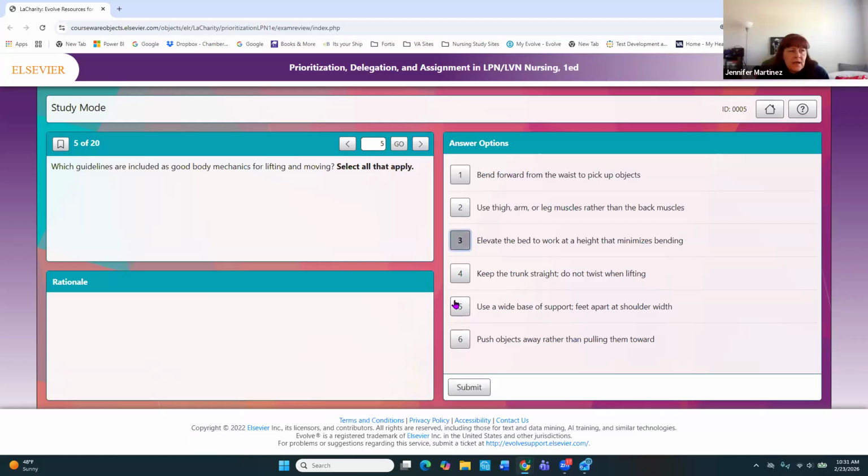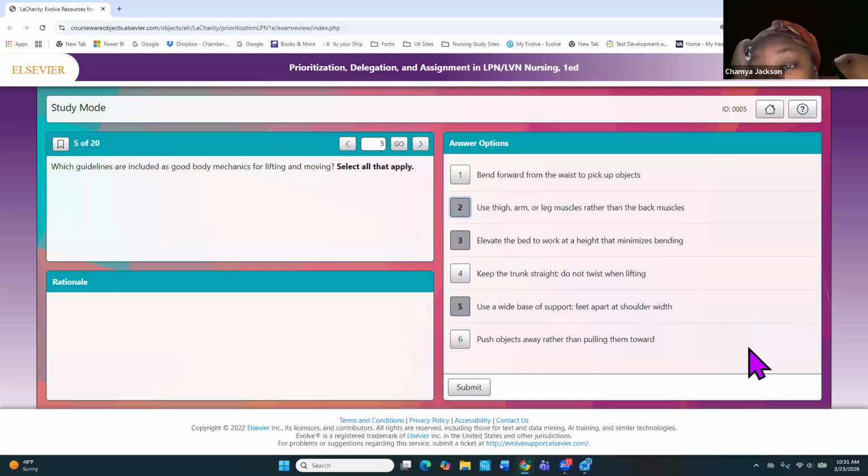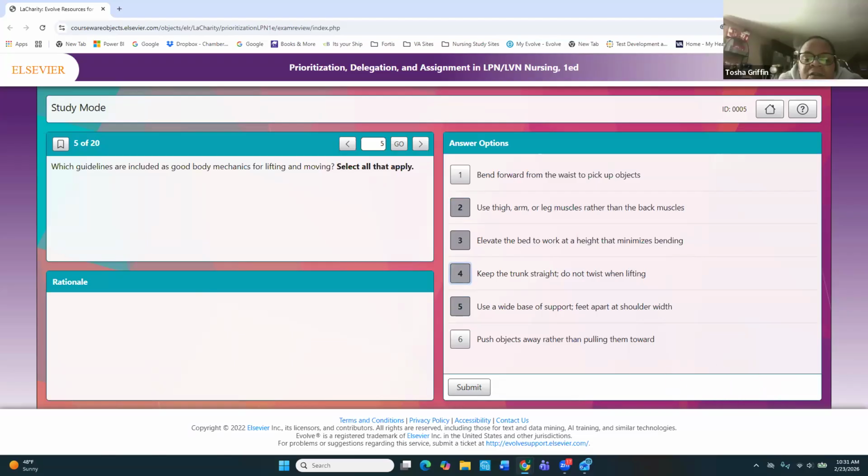So we got 3, 5. Oh, I think 2 and 3 will be involved. Yeah, I was about to say 2. Maybe 4. 4, because you don't want to twist when lifting, because you could throw your back out.